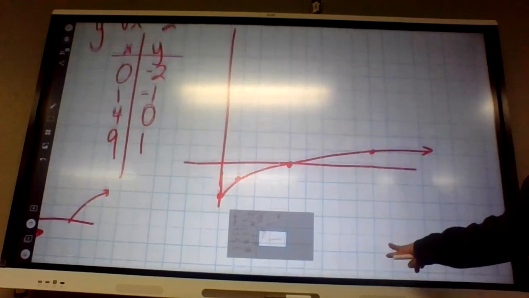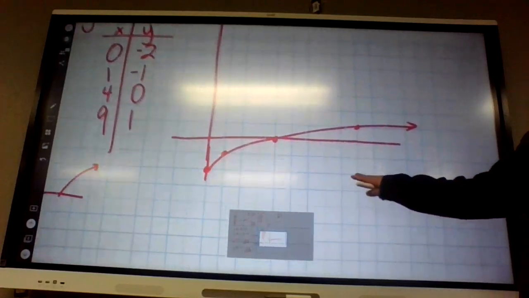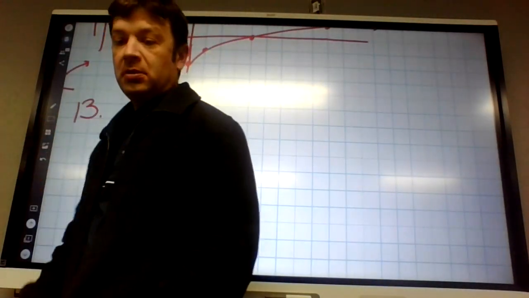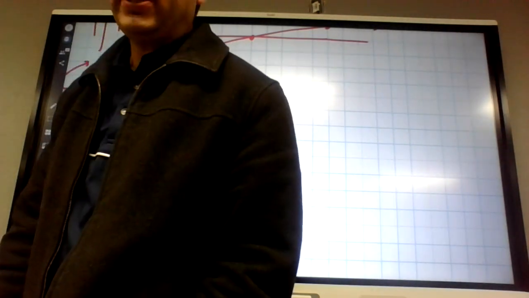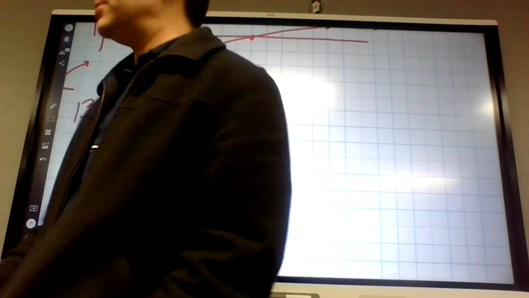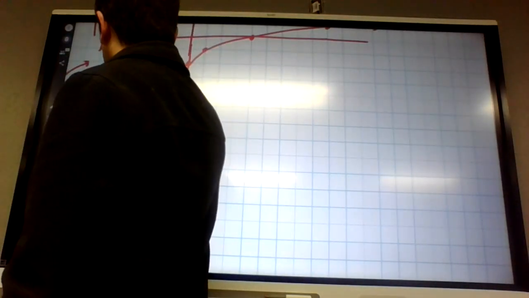Alright, are you guys caught up? I'm floating up to 13. Throw that all in number 10. Okay, 13 is kind of like number 10 because it's got something in this radical inside the square root.